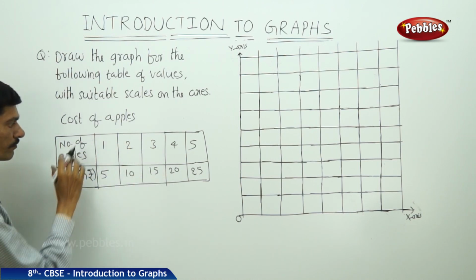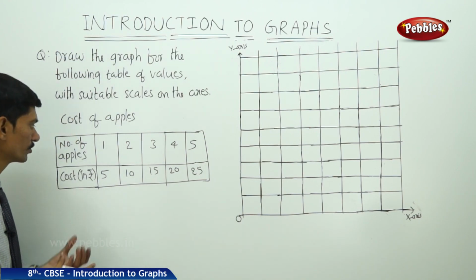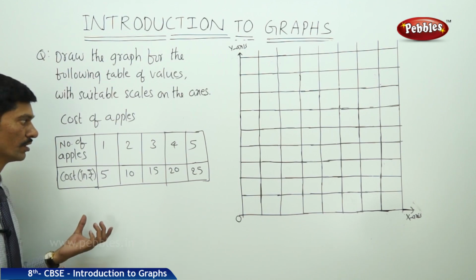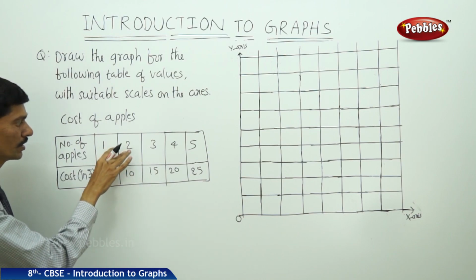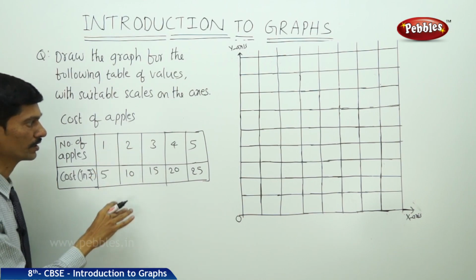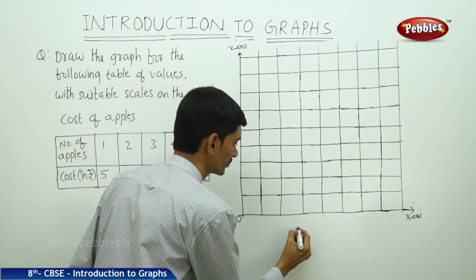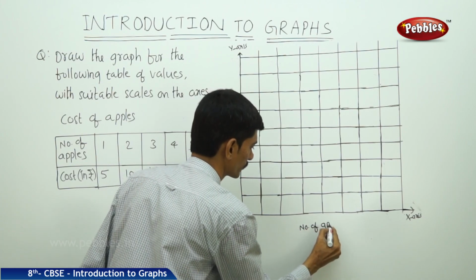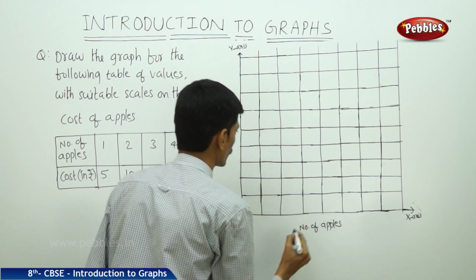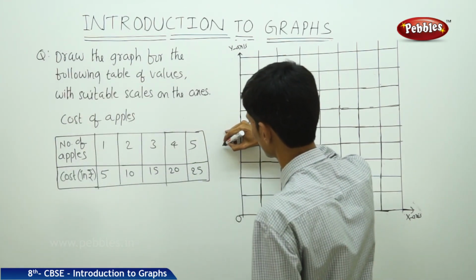So here the number of apples is an independent variable and the cost in rupees is a dependent variable. Now let us show the relation between these two variables as a graph. On the horizontal line we will take the number of apples, and on the vertical line we will take the cost in rupees.